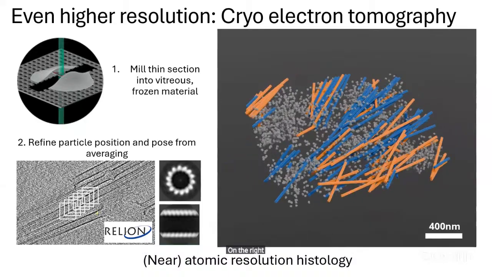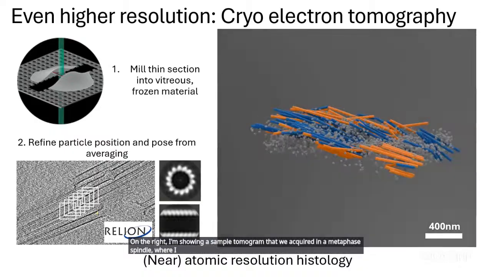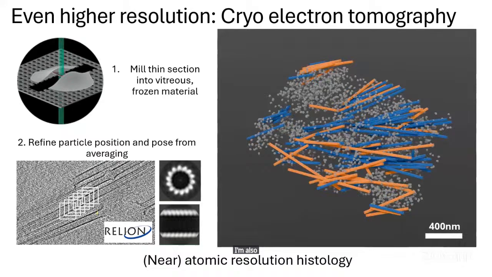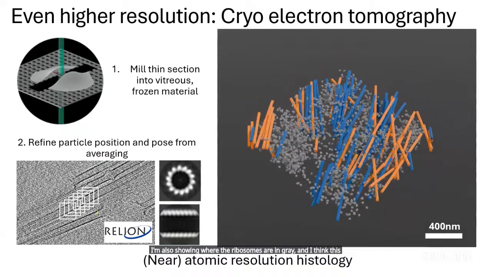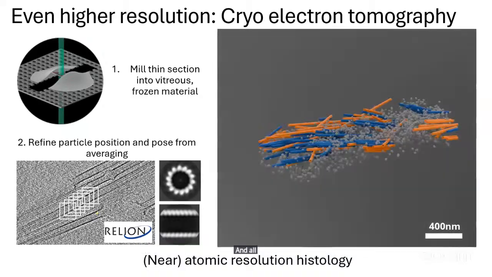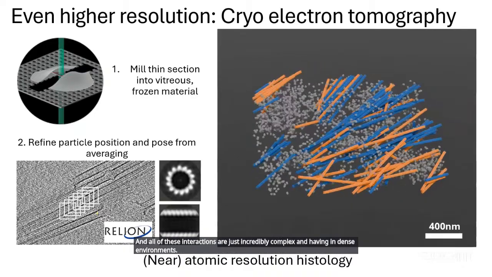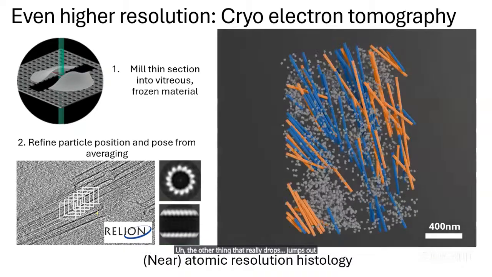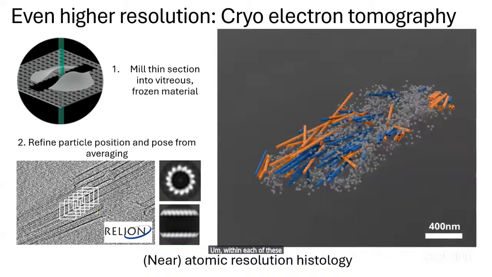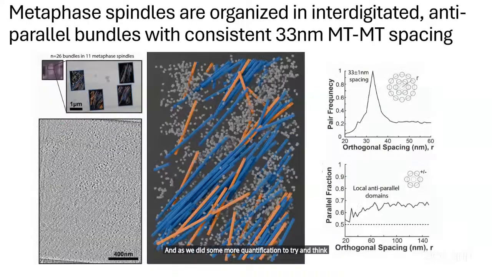On the right, I'm showing a sample tomogram that we acquired in a metaphase spindle where I've colored the microtubules blue and orange based on the relative polarity. I'm also showing where the ribosomes are in gray, and I think this really emphasizes that the cellular environment is just so crowded, and all of these interactions are just incredibly complex and happening in dense environments. The other thing that really jumps out is that we see a lot of anti-parallel interactions within each of these microtubule bundles.